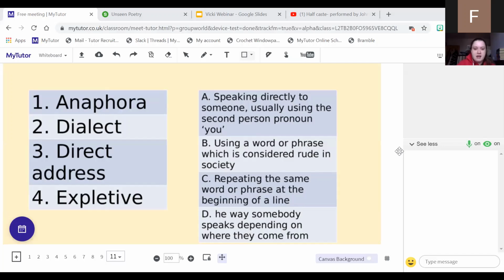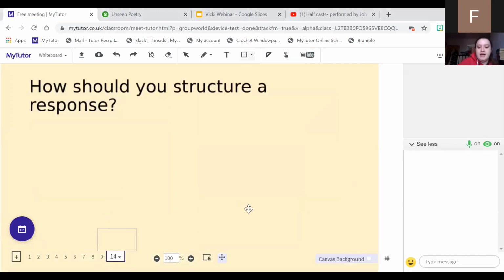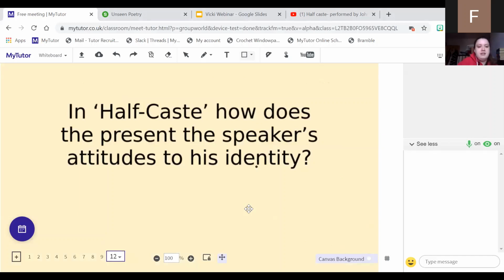going with D. The way somebody speaks depending on where they've come from. Yep. And then the expletive, using a word or phrase which is considered rude in society. Fantastic. Beautiful stuff, as always. Right, so this is our question then.